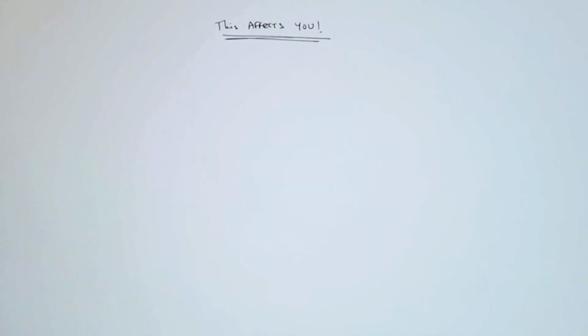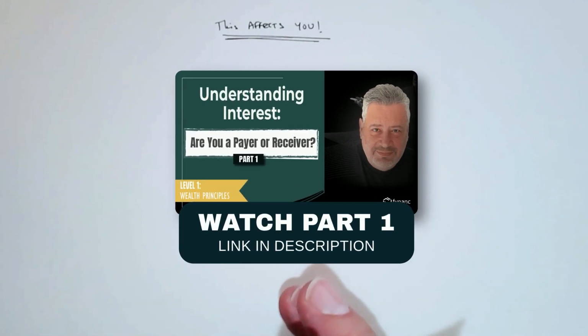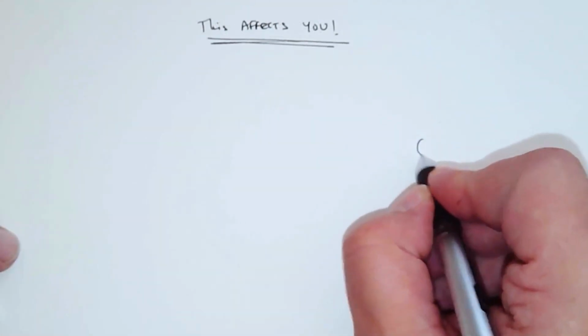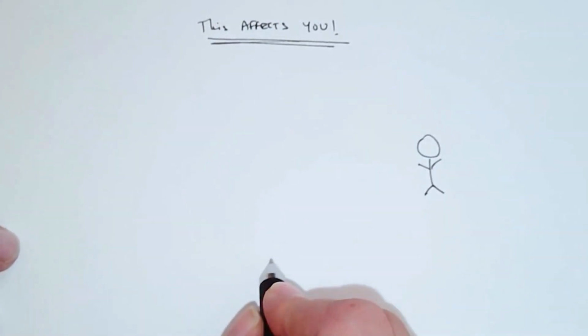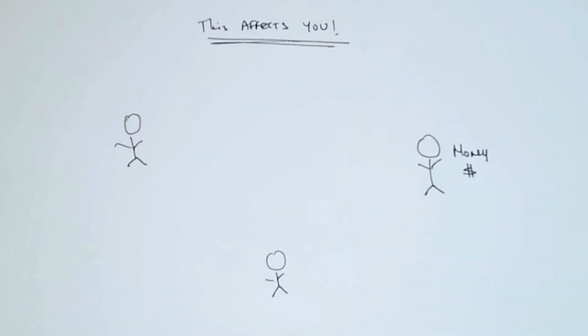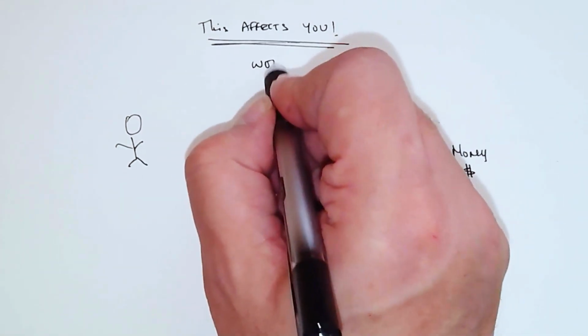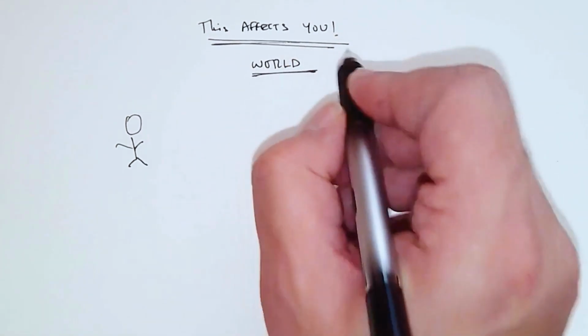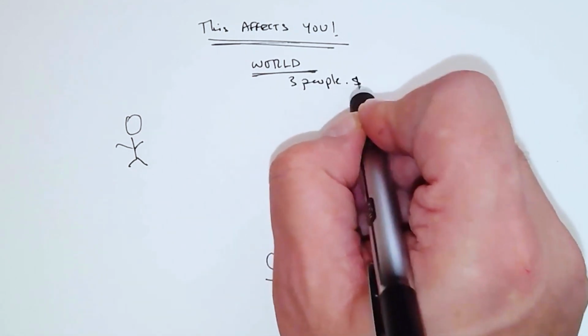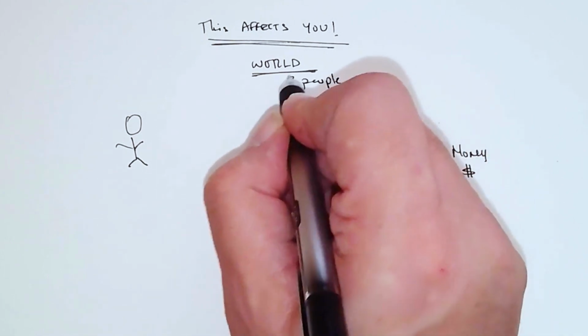So this assumes you've watched the previous video in this series, when we talked about interest. Make sure you watch this. The link is right below this video. We're going to have now 3 people in this world, okay? Let's just say that this is the money person. And again, this is the whole world. There are 3 people, and there's $1,000 total in this world, okay?